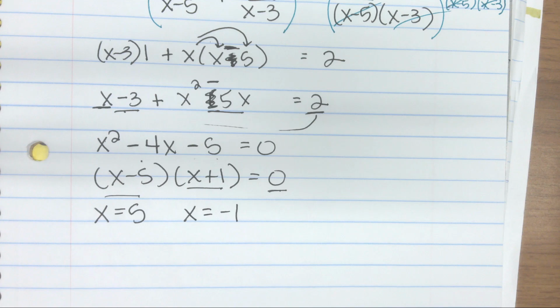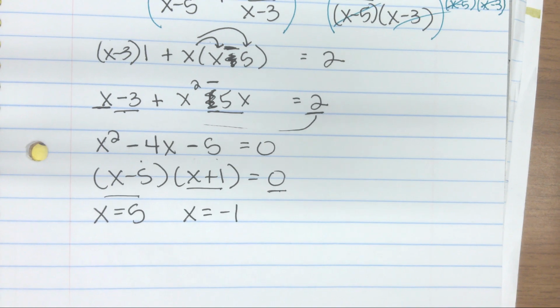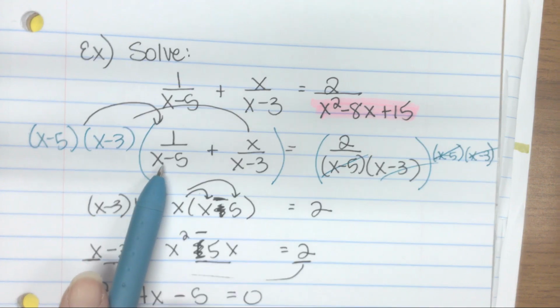I look and one of those answers does not work in the original. Which one? X equals 5 up here would make me divide by 0. We're going to cross that one out.